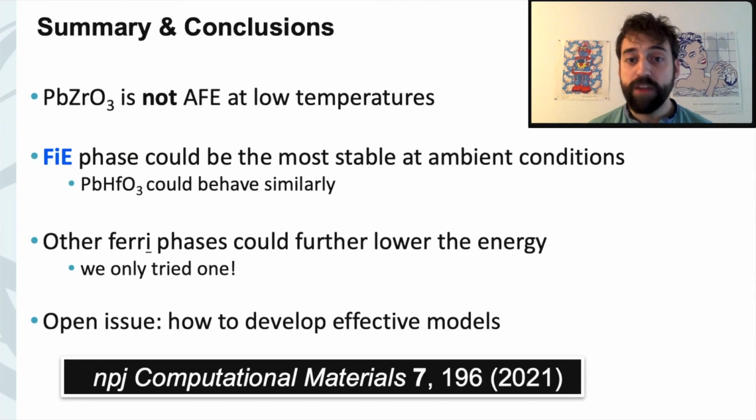So with this, I come to my final slide with a brief summary and some conclusions. First and most importantly, we have found out that lead zirconate is not antiferroelectric at low temperatures. The ferroelectric phase is instead the most stable, and it could even be the most stable at ambient conditions. Now, admittedly, we have only tried one simple ferroelectric phase, and it's possible that other ferroelectric phases with different dipole modulations further lower the energy. The question of how to develop accurate effective models remains not completely solved, and this new phase should probably be taken into account in future models.